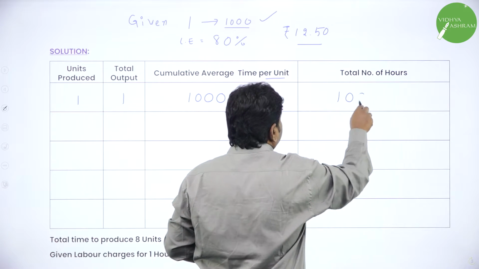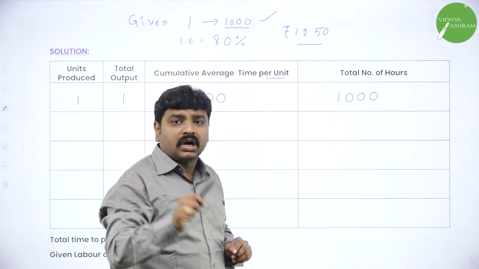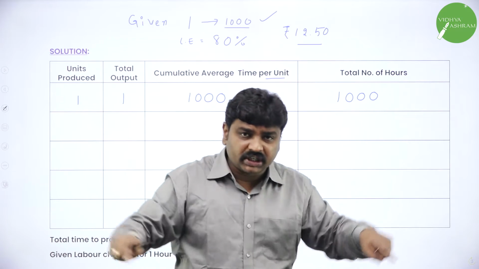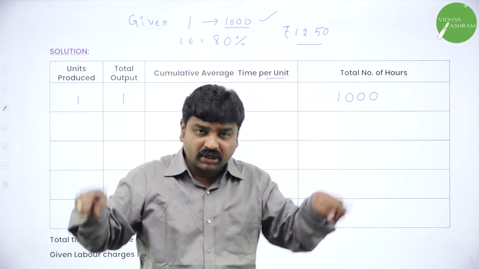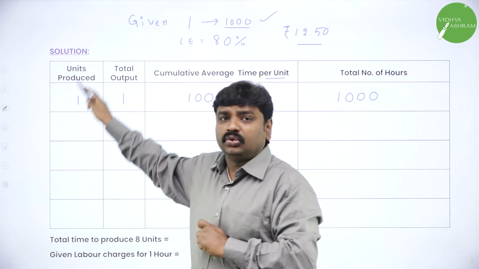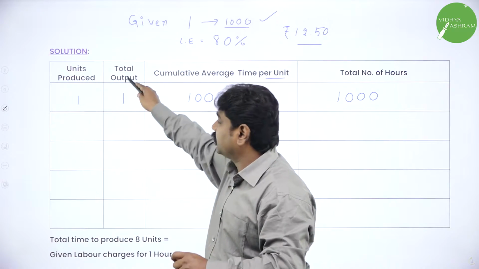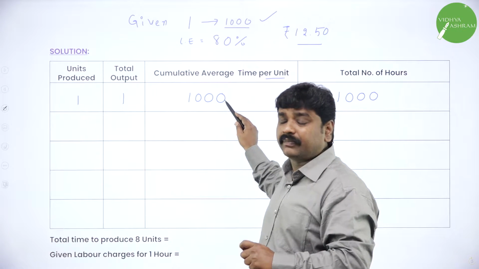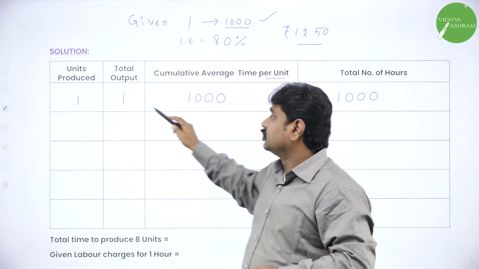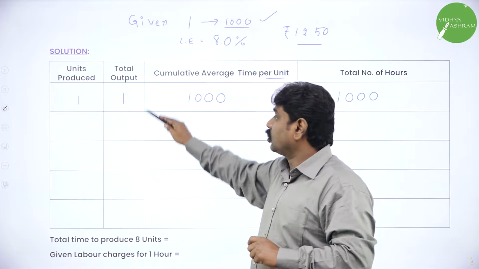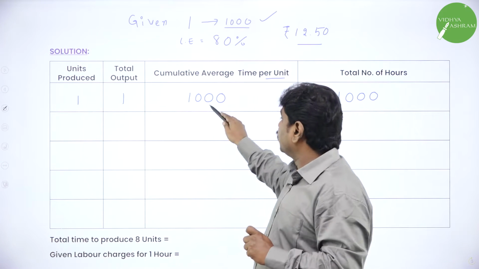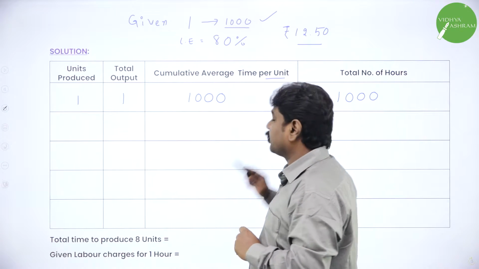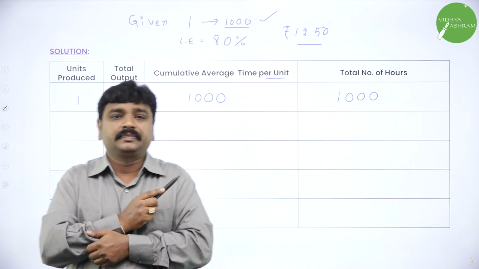Any doubts? All of you are able to follow? First you should draw the table. They will not give the table, you should draw the table. What is the first entry in the table? Units produced. What is the second entry? Total output. What is the third entry? Cumulative average time per unit. What is the fourth? Total number of hours. So units produced is 1, total output is 1, hours is 1000, and total number of hours is also 1000. This you should enter.